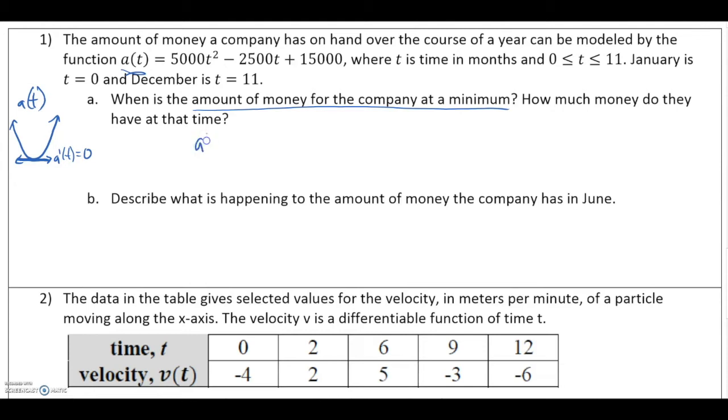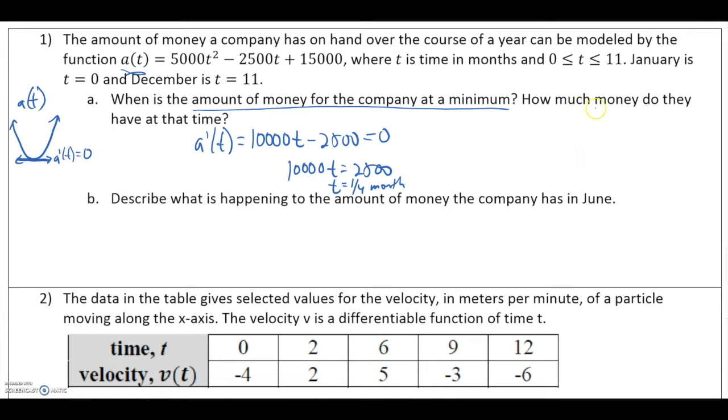So first thing we're going to do is find A prime of t, which would be 10,000t minus 2,500, and then we're going to set that equal to 0. And so we'll get 10,000t equals 2,500, and t equals 1/4 of a month. And so the company reaches its minimum amount of money relatively early on in the model.